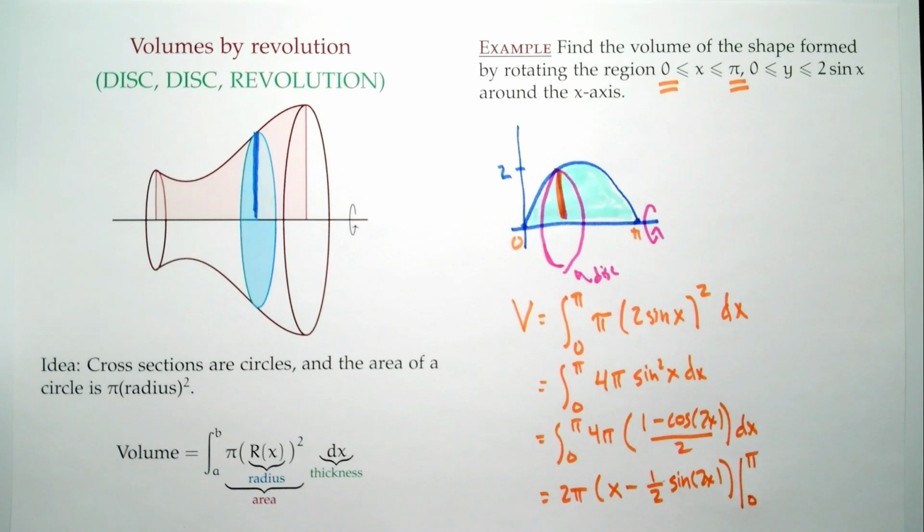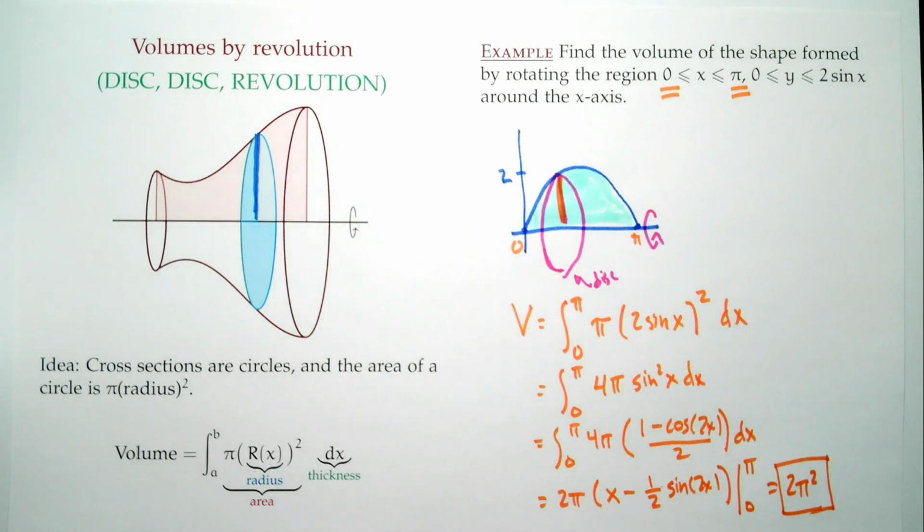All right, so we plug in pi. We get pi, and then there's a half sine of 2 pi. Sine of 2 pi? 0. So we end up with 2 pi times pi. That's 2 pi squared. We plug in 0. 0 minus half sine of 0. And sine of 0 is still 0, which means our answer is 2 pi squared.